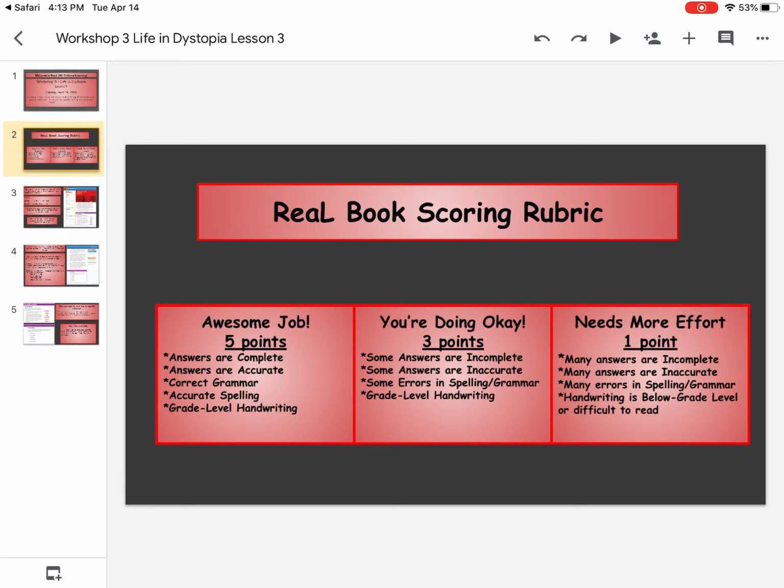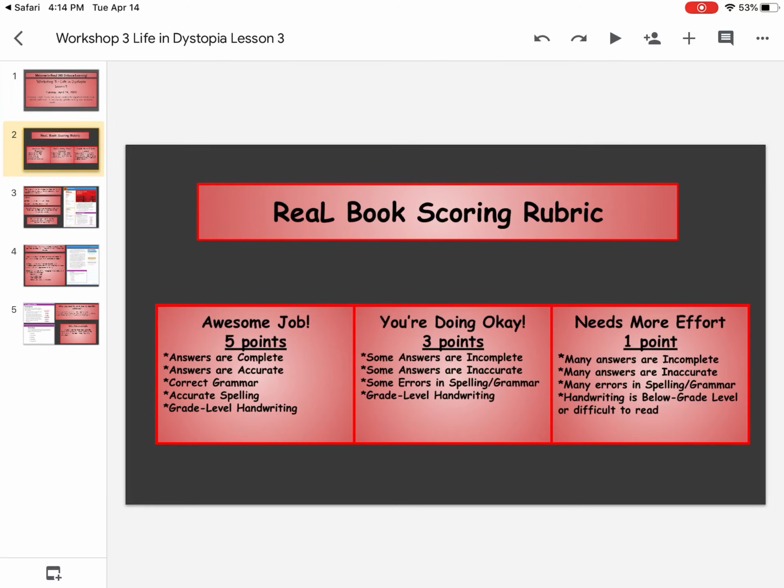You'll get 3 points if you're doing okay. That means some of the answers are incomplete. For example, if you have to come up with 3 ideas and you only give me 2, you're going to miss some points because your answers are incomplete. If they're inaccurate, if you just put something down and it doesn't really pertain to what we are working on or reading, you may lose points there. Again, if you have some errors in spelling or grammar, and your grade level handwriting is still neat.